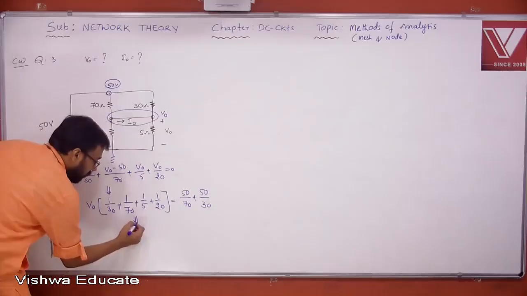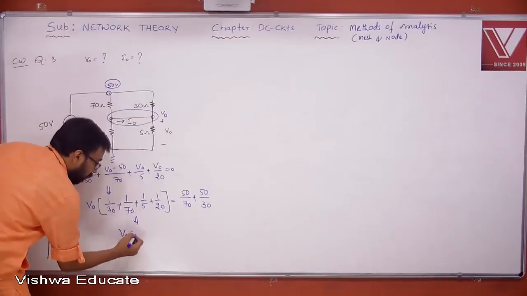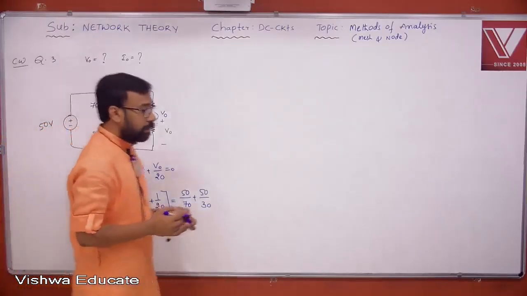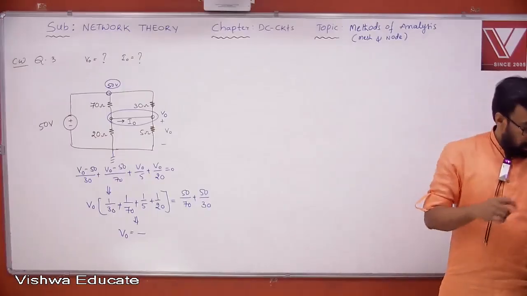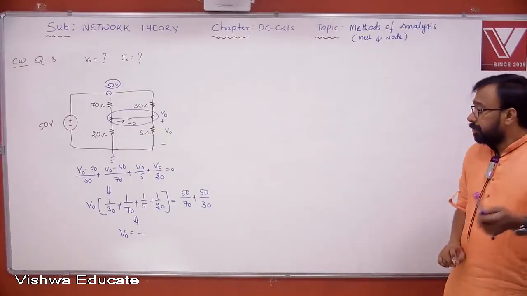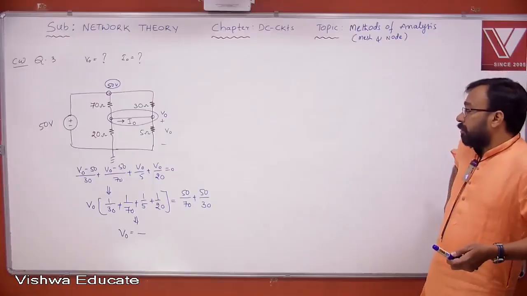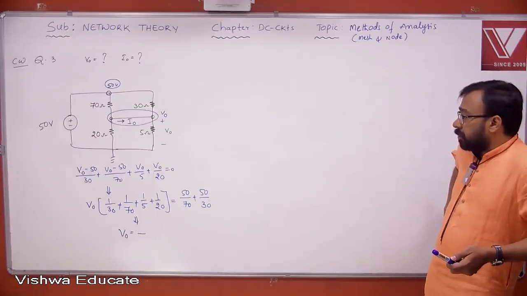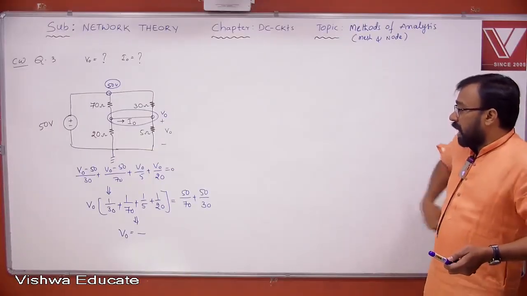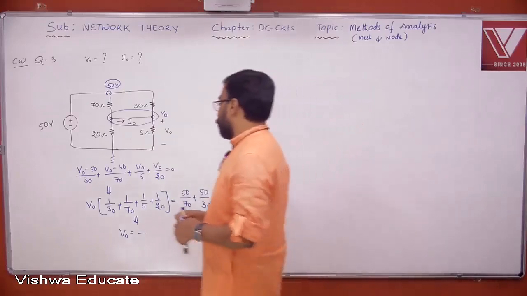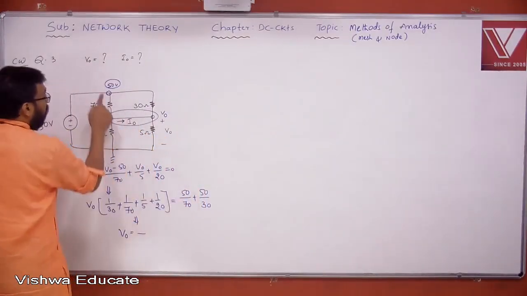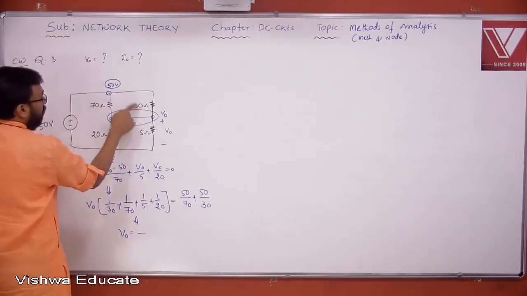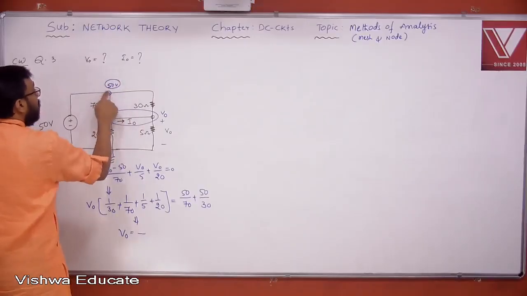Now, from this, you can get the value of V0. Please calculate that quickly. V0 value. You can calculate that. I think all of you understand how I am taking 50 by 70, 50 by 30. Why am I taking 50 by 70, 50 by 30? Because this is a constant. This is not a variable.